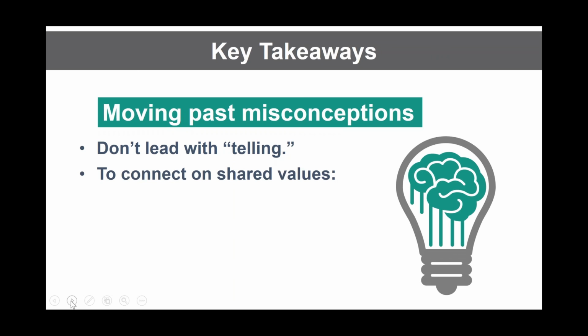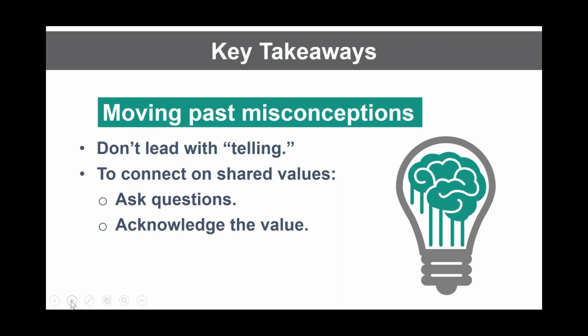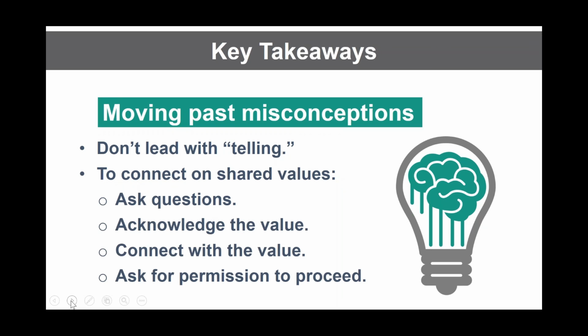So in order to determine what the underlying value is behind their statement, we ask questions to draw out more information as we go. We establish common ground by sharing our concern and connecting ourselves to that value. And then we actually ask for permission to proceed. And that helps them to get ready to hear what it is that we have to say.